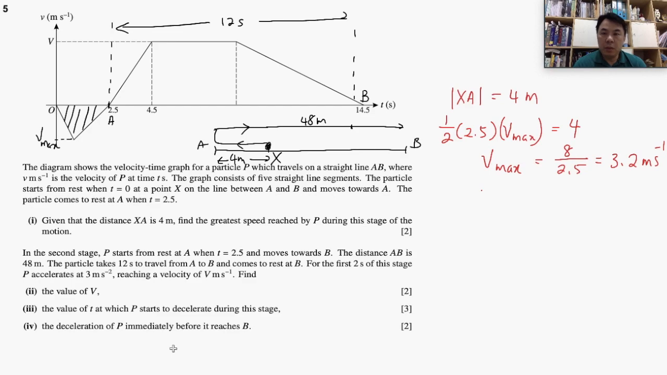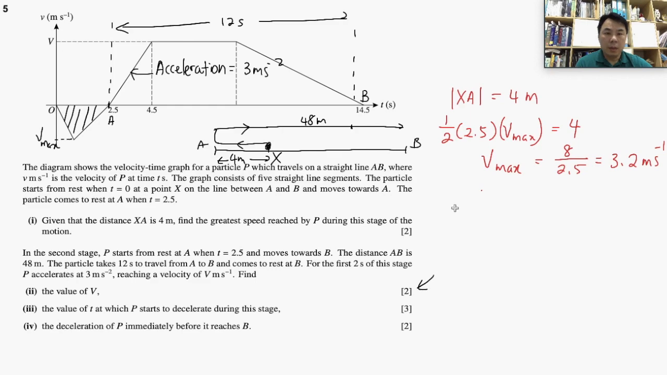Now for the first 2 seconds of this stage, P accelerates at 3 meters per second squared, reaching a velocity of V. So at this stage here, the acceleration at this point is given as 3 meters per second squared. How can we make use of these accelerations to obtain the value for V? So we are at this question here.